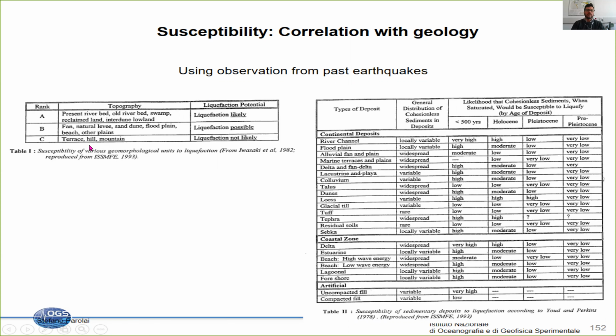Or you can enter a little bit more into details, combining a more refined geological description, considering the age of the deposit, and also considering the distribution of the cohesion of the soil. Generally, we have high liquefaction, you see marine terrace, fan delta, lacustrine deposit, and so on, where you expect also high water content. Otherwise, you couldn't have liquefaction.